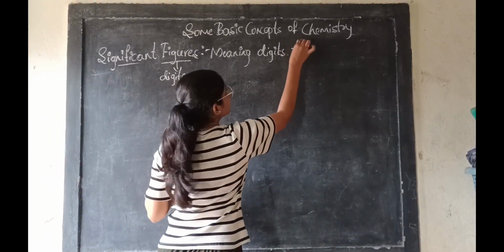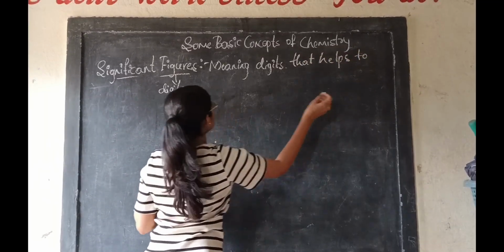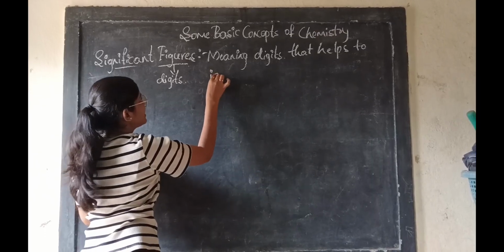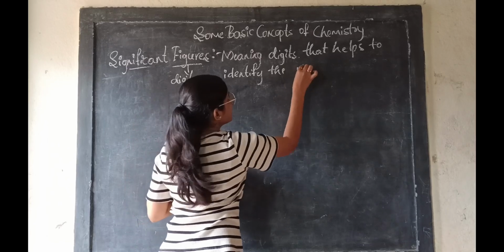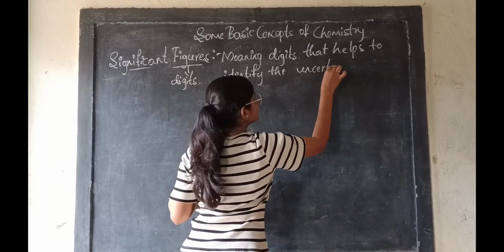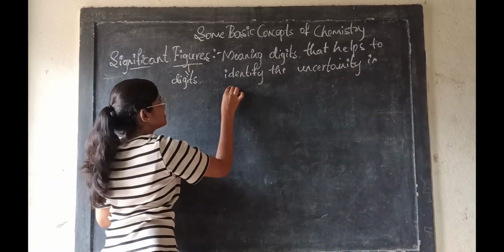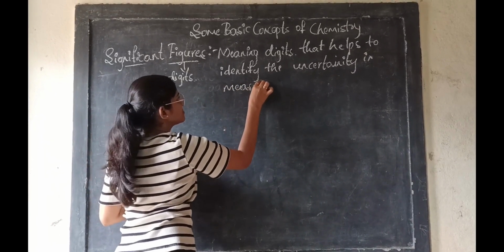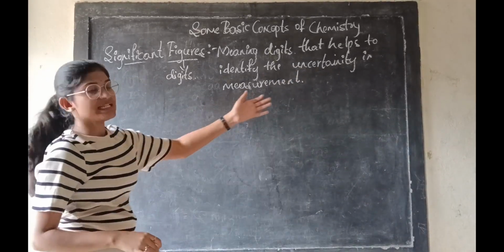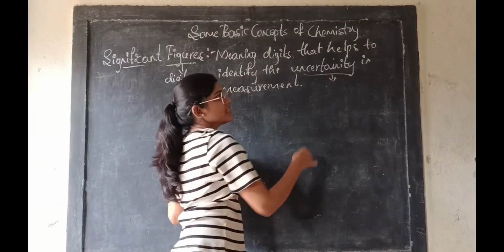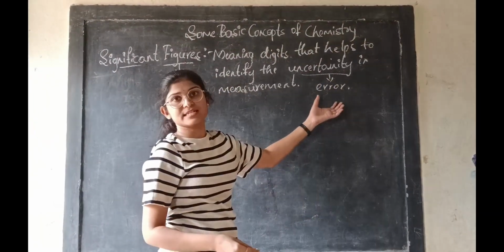So again, what is uncertainty? Uncertainty is nothing but error. It is an error or doubtful.